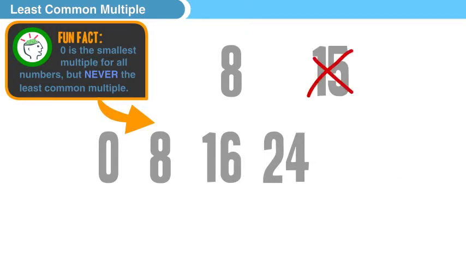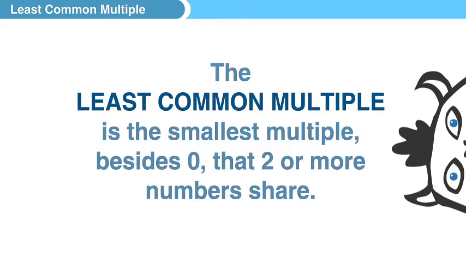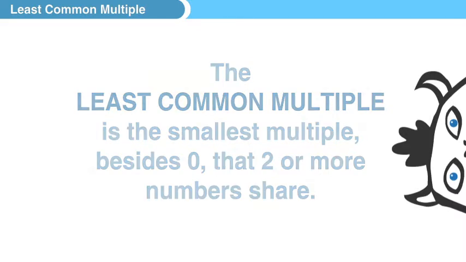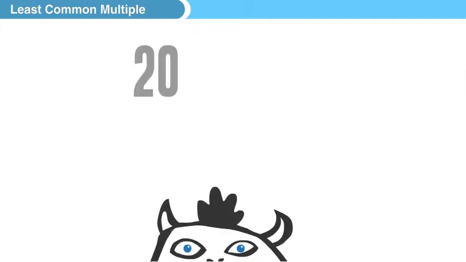15 is not a multiple of 8 because there's no integer you could multiply 8 by to get 15. Okay, so the least common multiple is the smallest multiple besides 0 that two or more numbers share. So let's look at two easy steps to find the least common multiple. The example I'm giving you is of 20 and 12.